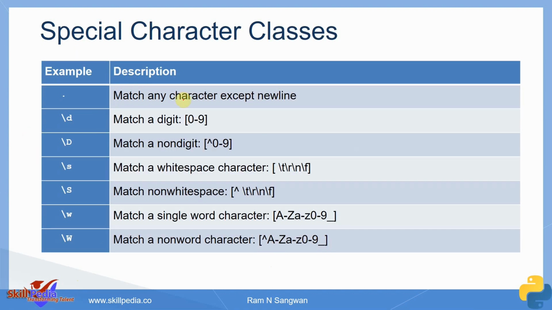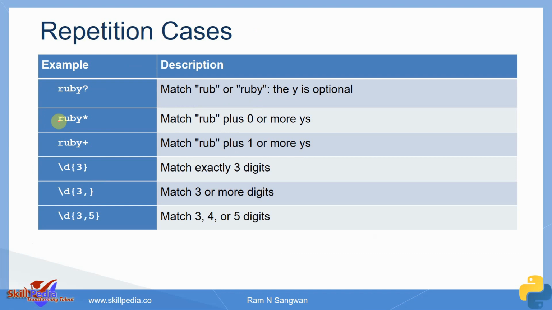Then dot: any character except newline. Digit, we have discussed; these are examples now. \d means 0 to 9, and \D, non-digit, means the negation of 0 to 9. \s is a white space character, \S is non-white space. \w means match a single word character, and \W means match a non-word character. So these are examples which explain the meaning of these used earlier. First we define them in these examples. Let's look at more examples.